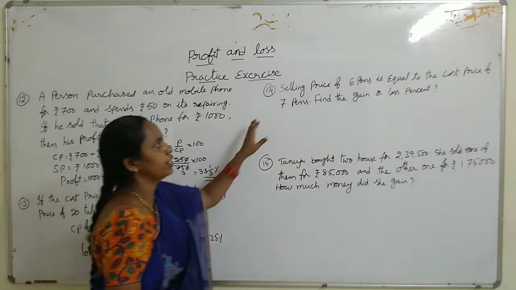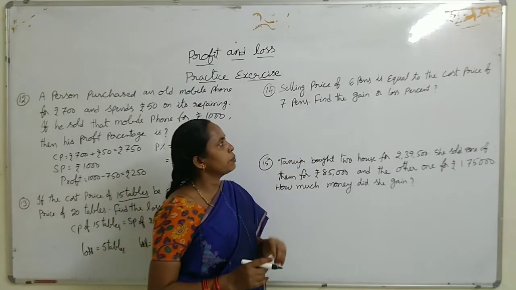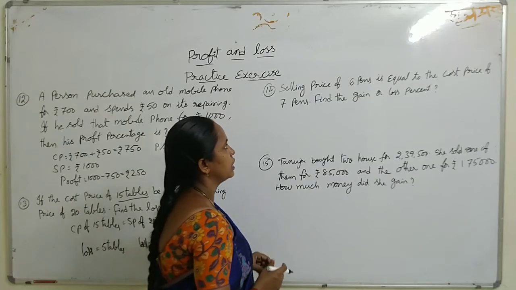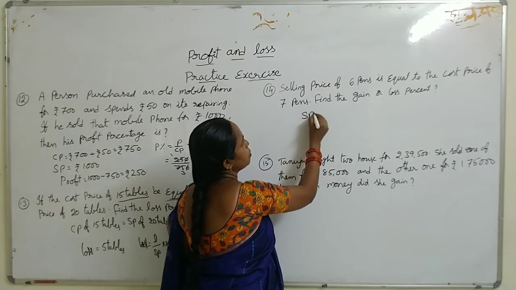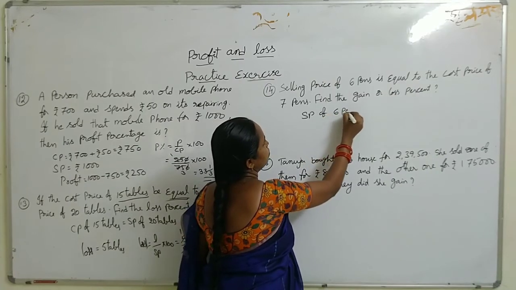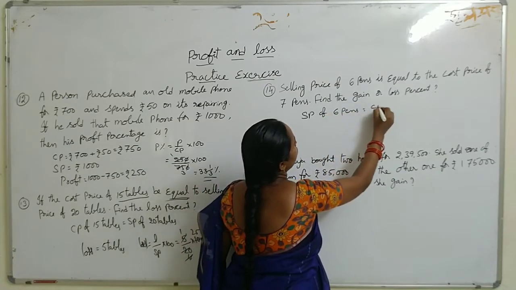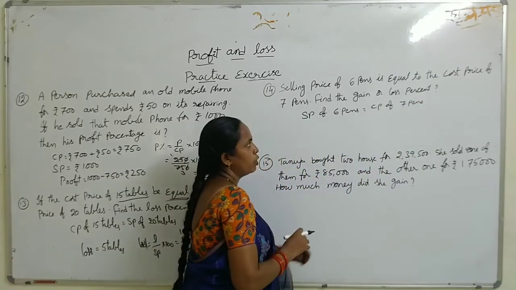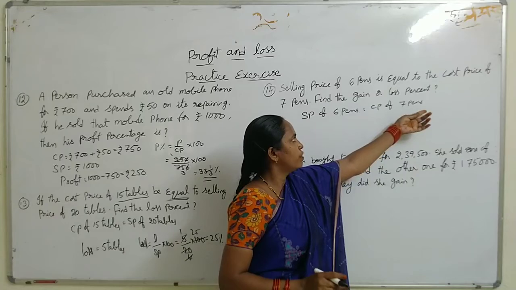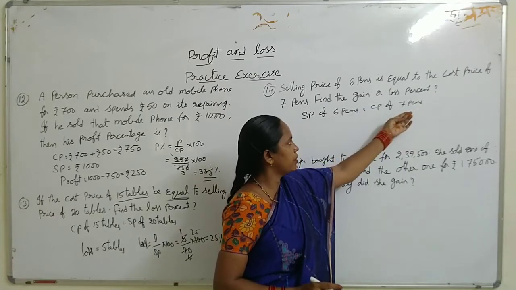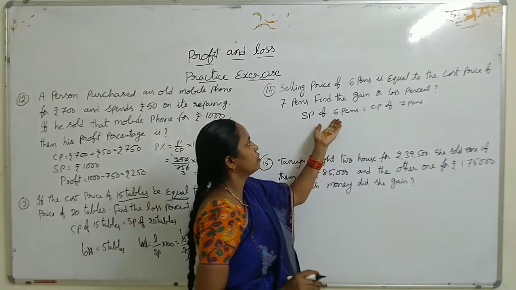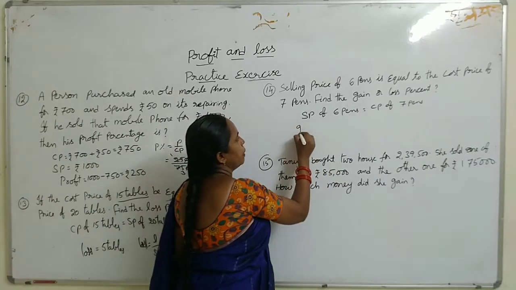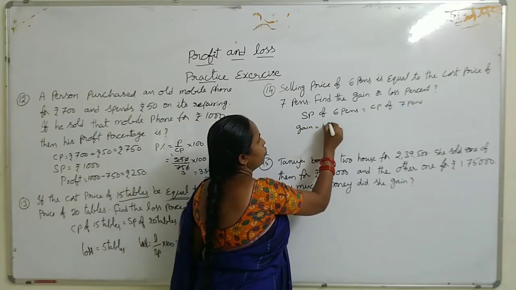Next, question number 14. Selling price of 6 pens is equal to cost price of 7 pens. Find the gain or loss percent. Here, SP of 6 pens equal to CP of 7 pens. That means when bought for 10 rupees he bought 7 pens. For the same 10 rupees he sold only 6 pens. Then automatically he gained 1 pen. Gain 1 pen.